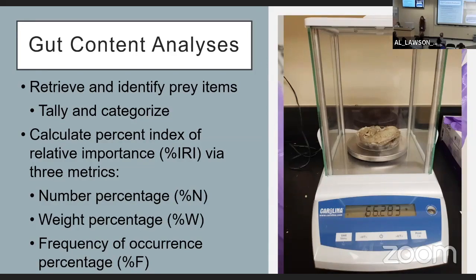And to calculate the IRI, because I don't have it on here, just for reference, it's the number times the weight divided by the frequency of occurrence.